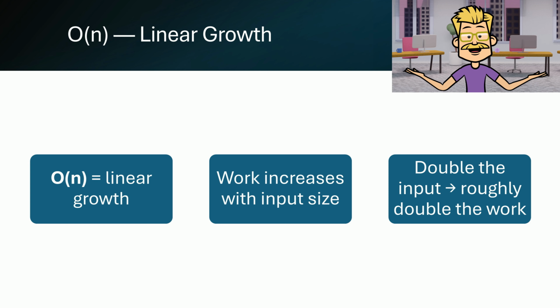As the number of cards increases, the amount of checking also increases. In programming, we write this as O(n). The letter n represents the input size. If the input doubles, the work roughly doubles.